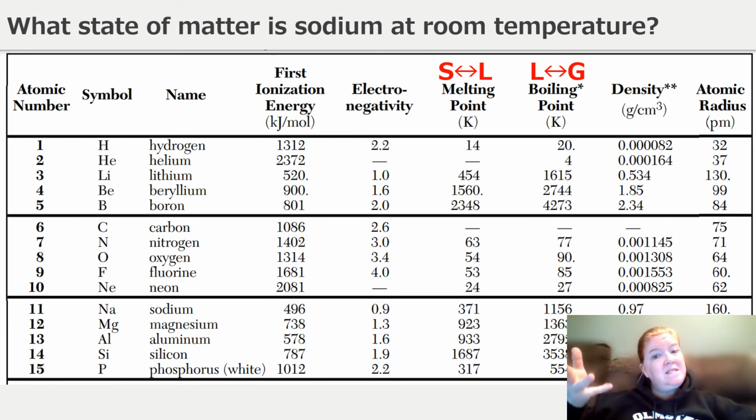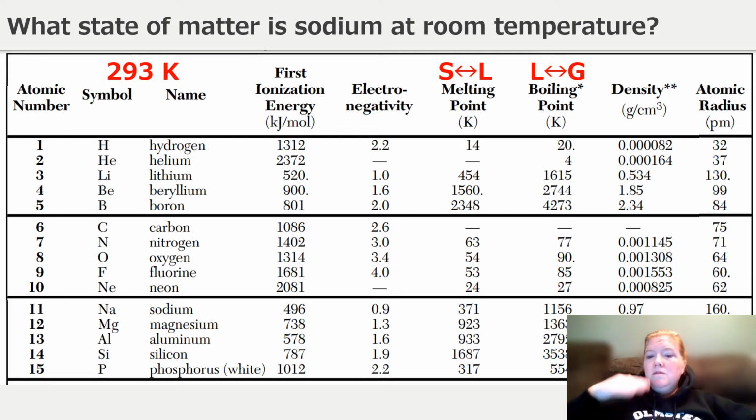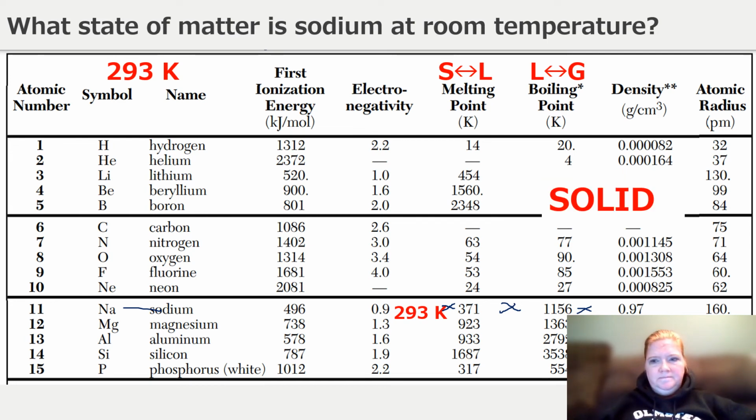So if a question said, for example, what state of matter is sodium in at room temperature? Well, remember that was 20 degrees Celsius, plus 273. We've got 293 Kelvin. Find where sodium is on the list and put 293 where it belongs. Here's sodium, right? Does it go below 371? Is it between those two numbers? Or is it above 1156? Well, it goes right here. It's below 371, which means it is a solid.